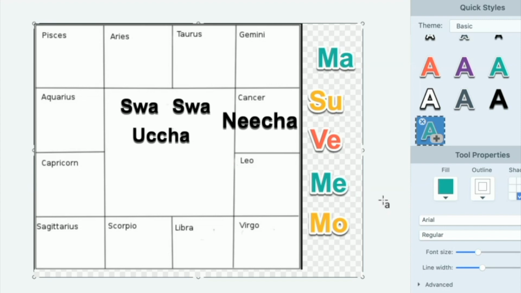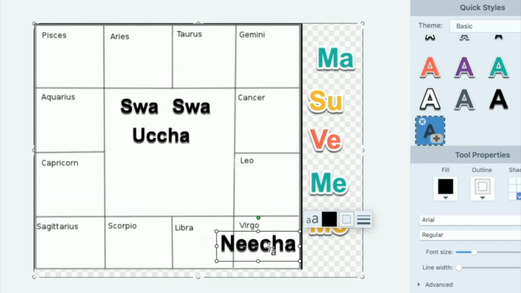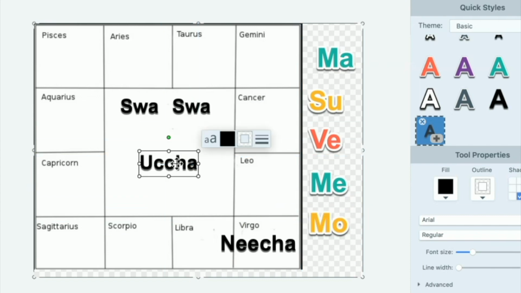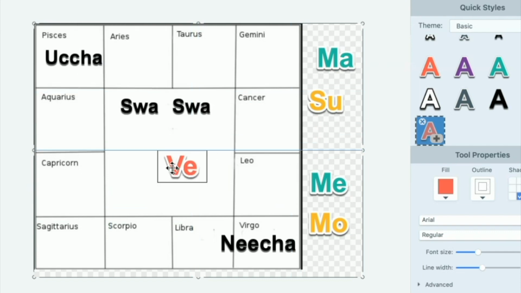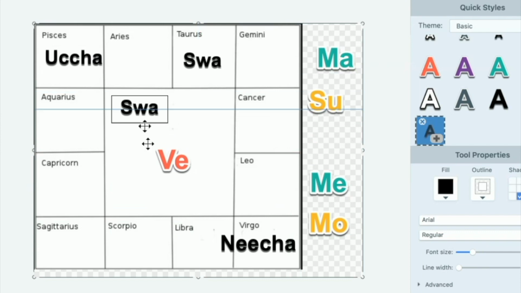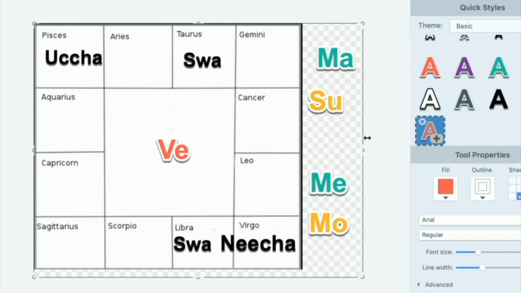Where is Venus exalted? Virgo? No, I think it's Mercury which is exalted in Virgo. Venus is debilitated in Virgo. Yes, it's Nicha in Virgo. And where is it exalted? Pisces. Yes. So Venus is debilitated in Virgo, exalted in Pisces, and its own signs are Taurus and Libra.